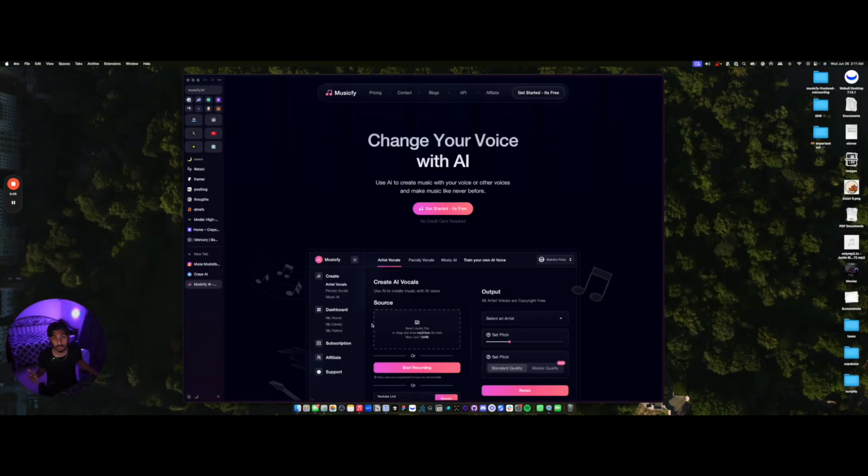So a little bit about me. My name is Arib. I've built 2 successful SaaS tools. This is Musicify. It currently has 4.1 million users. We currently make around 170 grand a month with this tool.